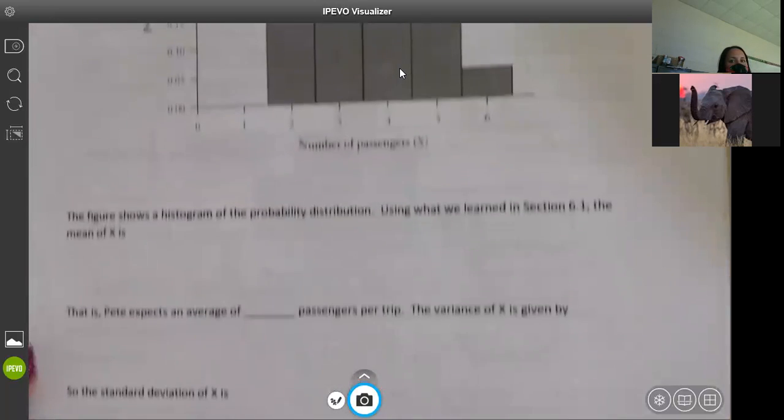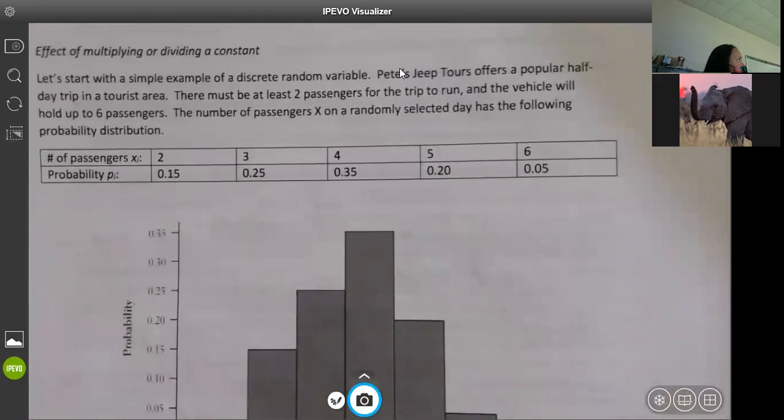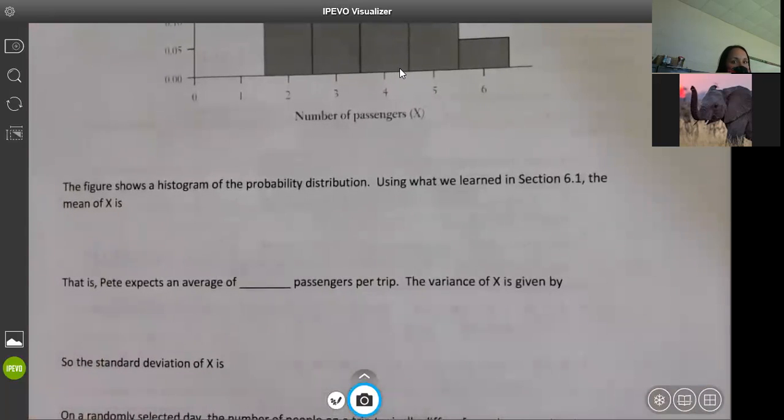All right. I would not put this in my calculator. Y'all understand what I'm saying? They're really quick to make. Now, the one where we had like 40 numbers, I'm going to put those in my calculator. This I'm not. All right, so the figure shows a histogram of the probability distribution.